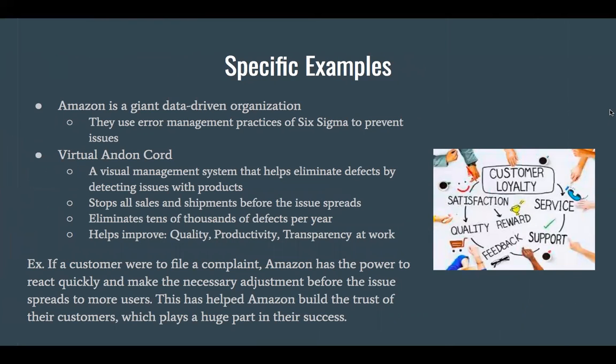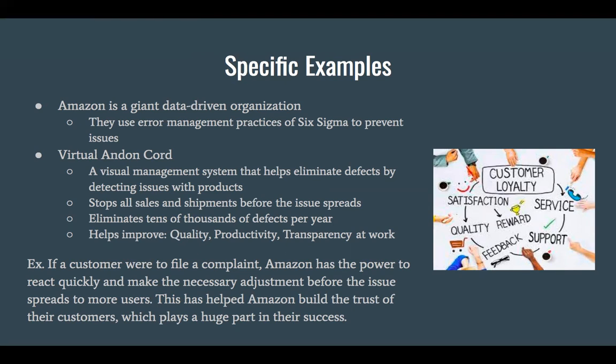So as we know, Amazon's a huge data-driven organization, and they like to use error management practices of Six Sigma to prevent issues and also solve problems. One specific practice that they like to use is the virtual andon cord, which is a visual management system that helps eliminate defects by detecting issues with products and inventory. Once it detects a defect, it stops all the sales and shipments before the issue spreads to other users, which is really important when concerning the audience and the customers.